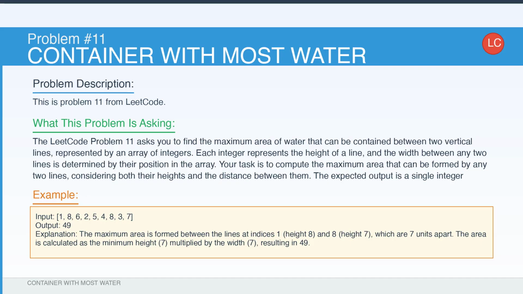Welcome, students, to today's intellectual exploration of a fascinating algorithmic challenge, LeetCode Problem 11, commonly known as the container with most water. In this problem, we are tasked with determining the maximum area of water that can be contained between two vertical lines, represented by an array of integers. Each integer signifies the height of a line, while the width between any two lines is dictated by their position within the array. Our objective is to compute the maximum area that can be formed by any two lines, taking into account both their heights and the distance that separates them.